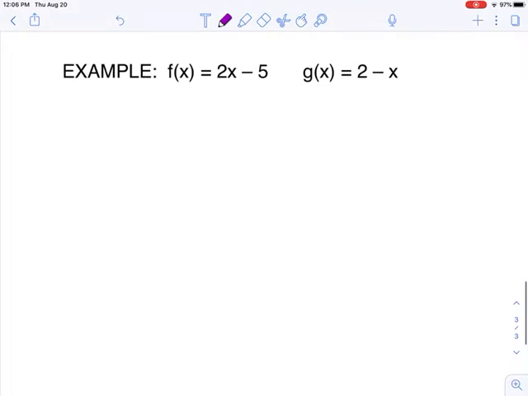Okay, so we're just going to do one example of each of these with the same two functions. So let's go ahead and look at these two. I'll give you a moment to write them down.